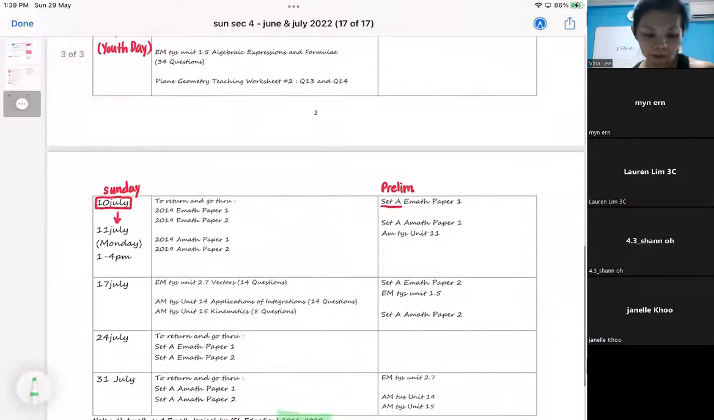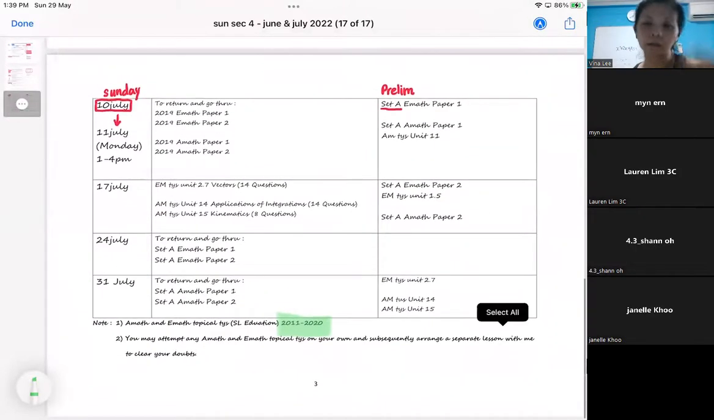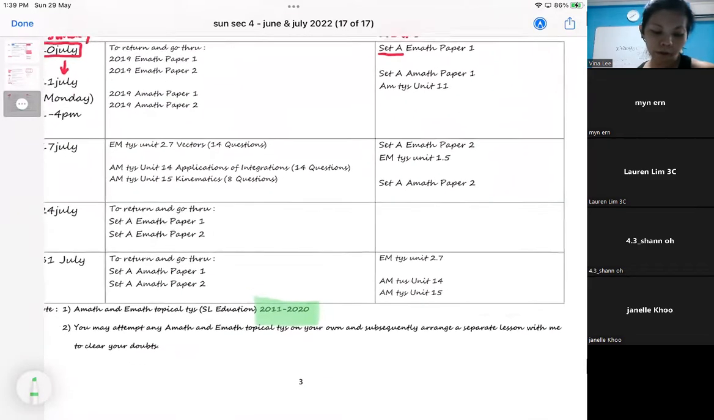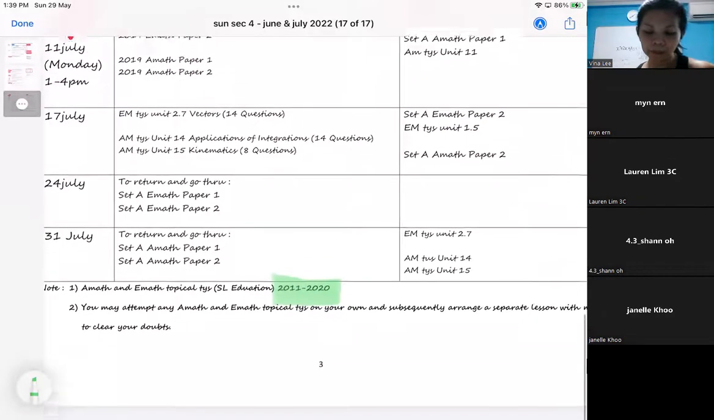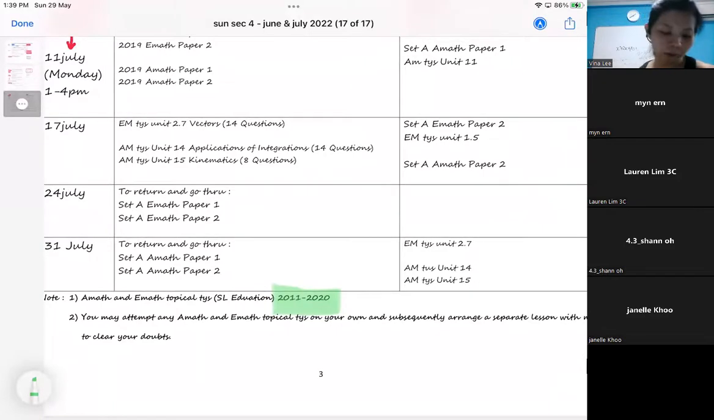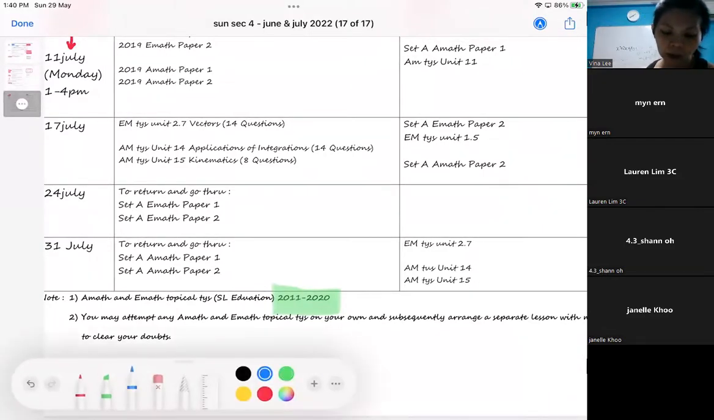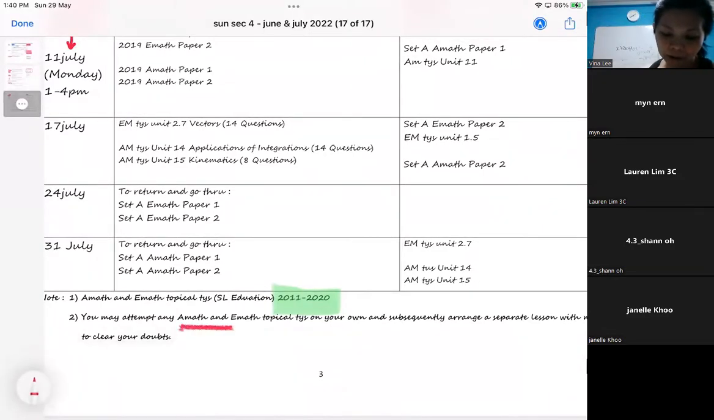Okay, and then I haven't planned for the rest yet. The schedule will come towards the end of July. So there is also another footnote here. If, let's say, you want to do your own TYS practice, the focus should be more on TYS. So get used to the TYS questions. If you are attempting any other topical on your own, you want to see me separately, you've got to let me know. You can arrange with me.